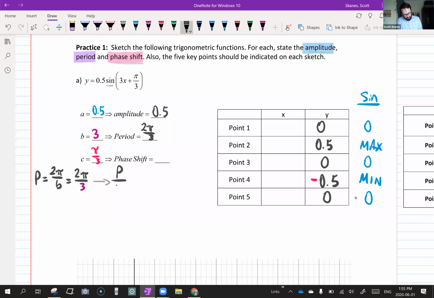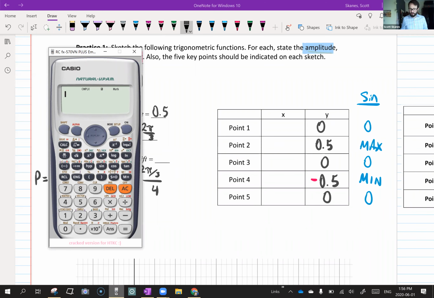Period divided by 4. What's period divided by 4? Well, it's 2 pi over 3 divided by 4. Not a lot to it, really. What's 2 pi over 3 divided by 4? Some students can't do that, you know? Take your calculator. I showed you this yesterday. You can set up your fractions.